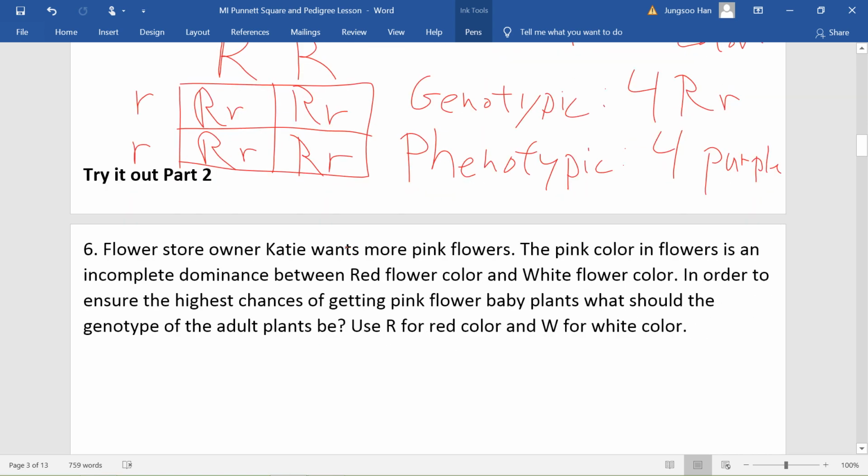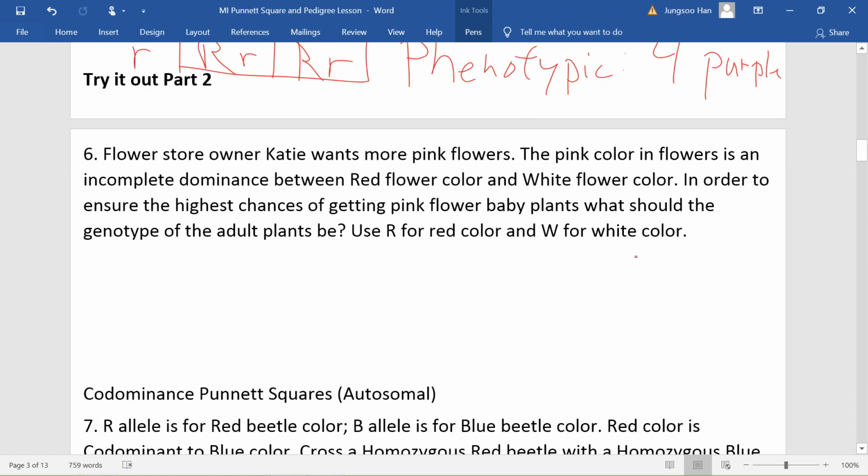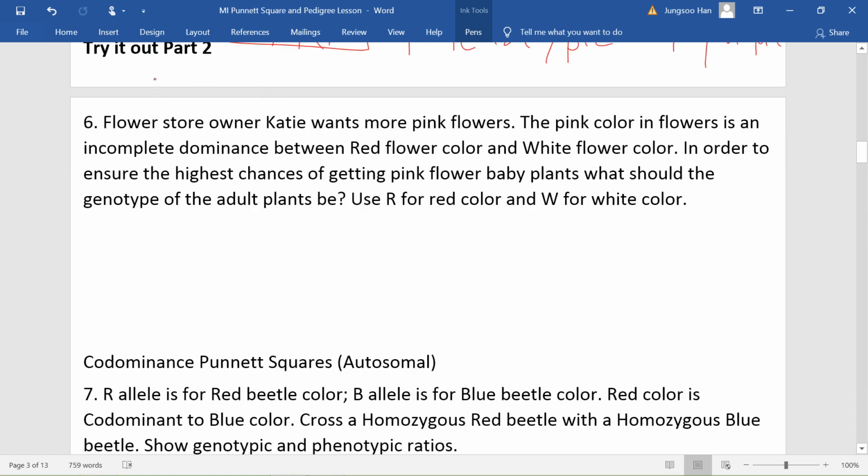Okay, so let's go ahead and try this part on your own. Okay, so number 6 says flower store owner Katie wants more pink flowers. The pink flowers, this should say are, sorry, improper grammar, are an incomplete dominance between red flower color and white flower color. In order to ensure the highest chances of getting pink flower baby plants, what should the genotype of the adult plants be? Okay, use big R for red color and big W for white color. Okay, so go ahead and press pause and solve it on your own.